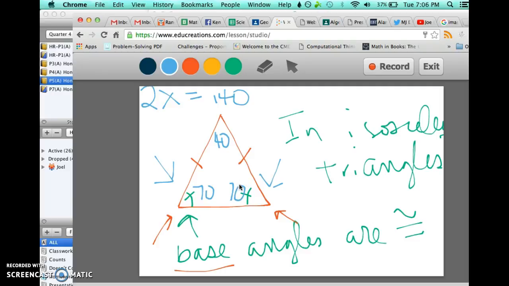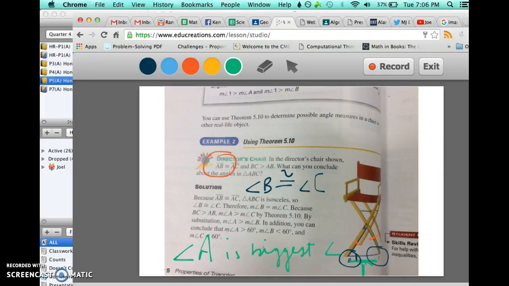But the next question is, do we know the longest side or the shortest side? Well, we know that these two are bigger than this. So the side opposite the 40 would be the shortest side, right? And these sides are equal to each other, and they're longer than that not equal side. Okay, that helps us with the problem like example 2.